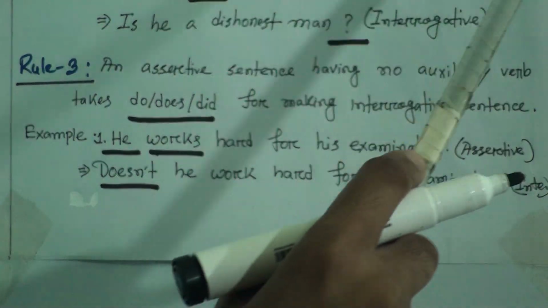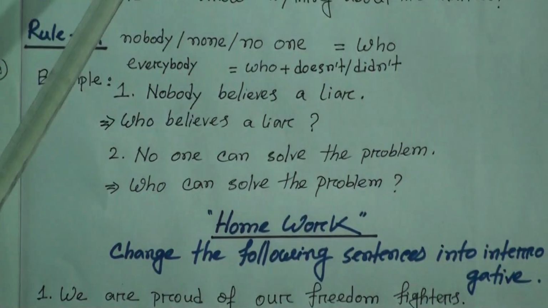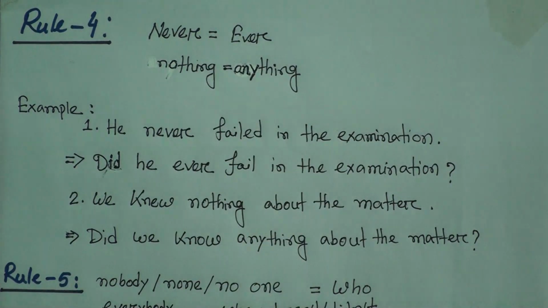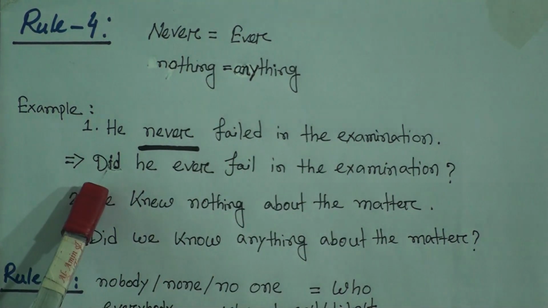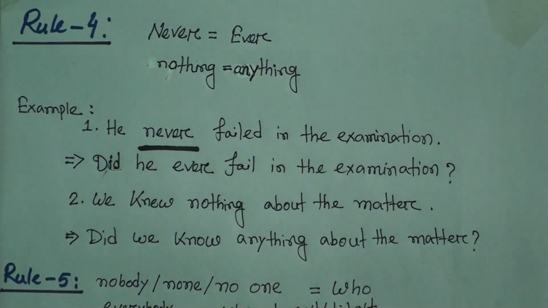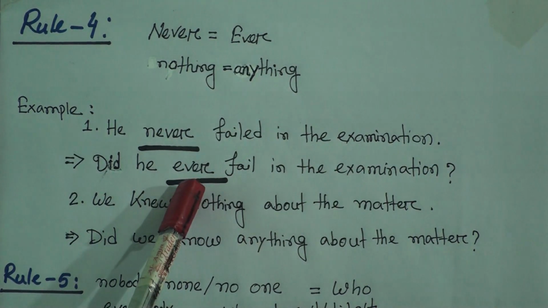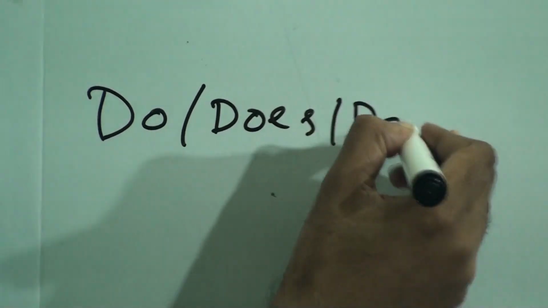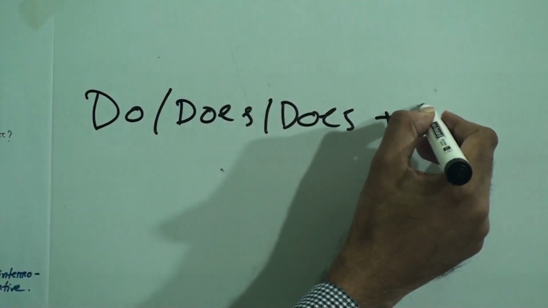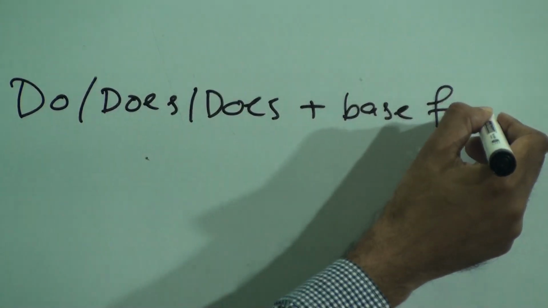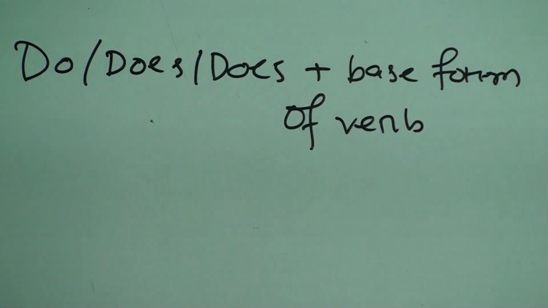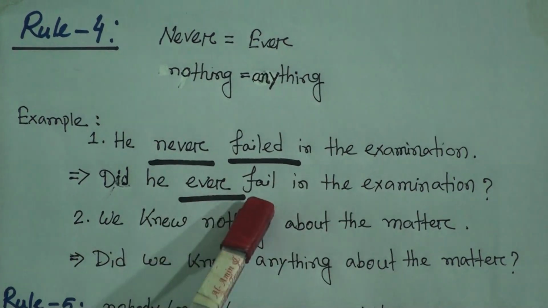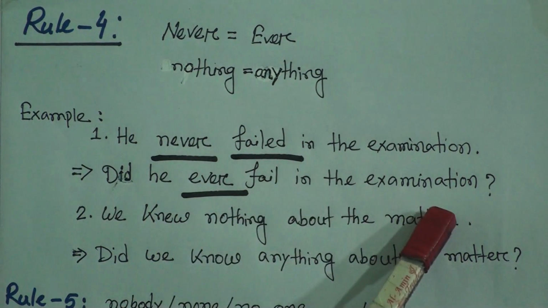Rule number 4, if you find never, then you will change this word with ever, and nothing will be changed into anything. If I give some examples, it will be very clear to you. For example, he never failed in the examination. In this sentence, never is used. Now we have to take did, and never will be replaced with ever. So, did he ever, and you know that the verb do, does or did takes the base form of verb. Though in the assertive sentence the verb was failed, in this sentence the verb will be in base form, that means fail. So, did he ever fail in the examination?